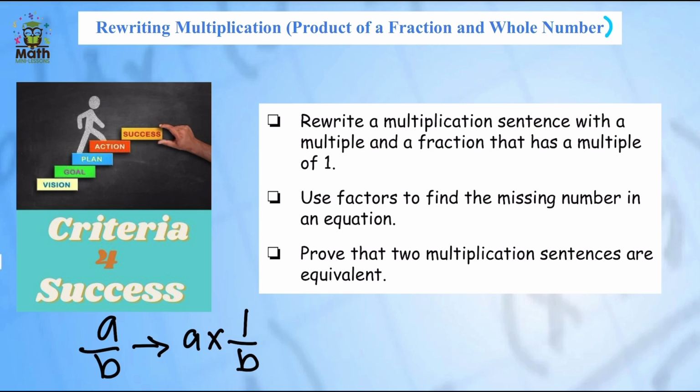As we're working today, I want you to look to see how I rewrite a multiplication sentence with a multiple and a fraction, again where our numerator is 1. I want you to notice how I use factors. This is super key important to find the missing number in the equation, the blank that makes it true. Then we're going to prove that both multiplications are equivalent when we multiply them out. Let's go into our first problem.